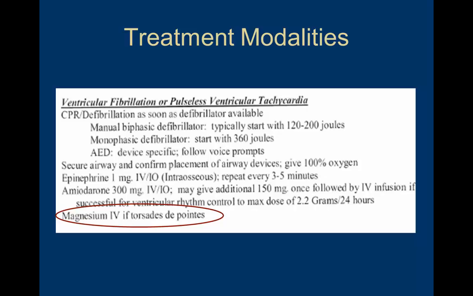Again, anytime the patient doesn't have a pulse, you're always going to do CPR, BLS, and you're going to give epinephrine. But if this was identified as torsade, the drug of choice in addition to the epinephrine and the CPR BLS management is magnesium.